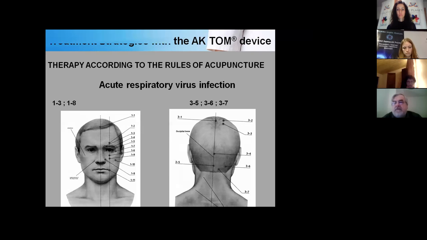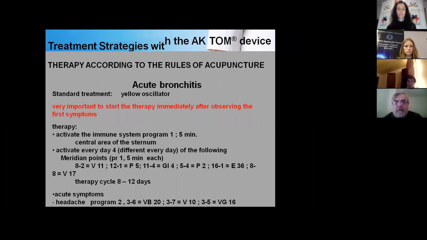For headache, you use the points 3-5, 3-4, and 3-6. These are the major points you can influence headache in general. For migraine and for trigeminal headache, you must use other points, but general headache in connection with infections, you can use these points very successfully, using program 2, writing down the information and leaving the oscillators on the place.